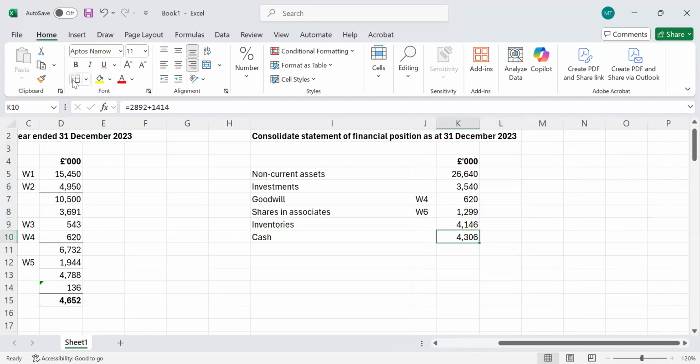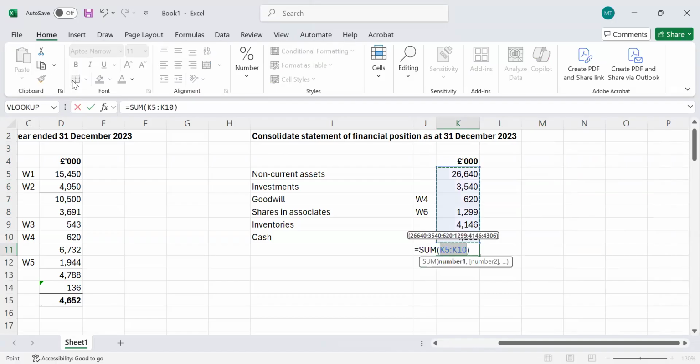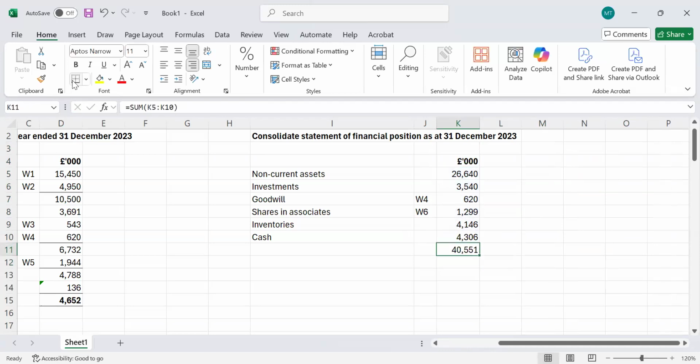Now I'm going to put the line here in Excel. If you don't know, the shortcut is Alt equal. If you press that, you will automatically calculate the sum of all these rows. Okay, so total assets are worth 40.5 million. Put this in bold. Now I'm going to put the line here as well. So we have completed the first section.